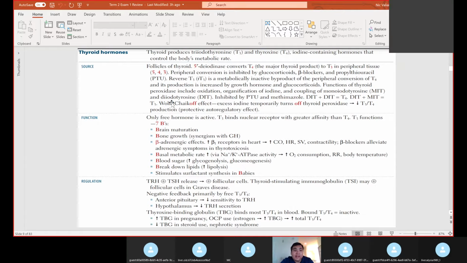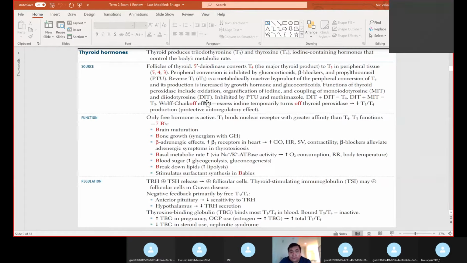If you have thyroid storm, if you have an increase in production of your thyroid hormones like Graves' disease, we can give you PTU and methimazole. More of this in term 4, the mechanism of action. Wolff-Chaikoff effect. More of this in term 4. If you have excess iodine, it temporarily turns off your thyroid peroxidase, thereby decreasing the levels of your T3 and T4. So this is a protective auto-regulatory effect. You don't want your body to produce more T3, T4 if you have excess iodine, right?